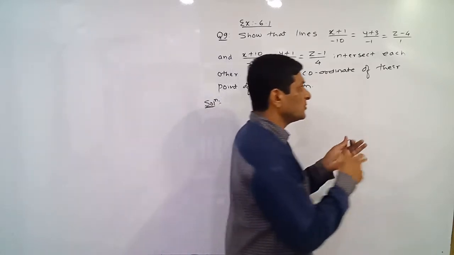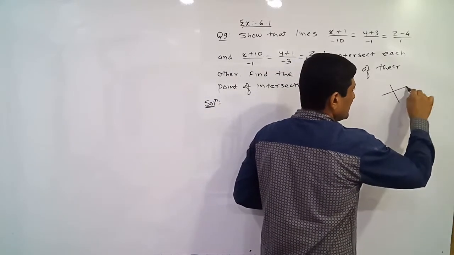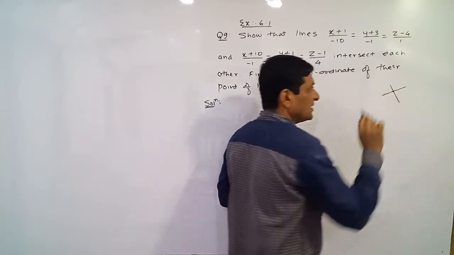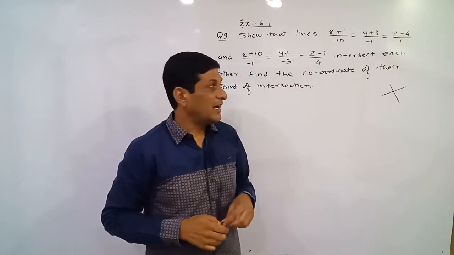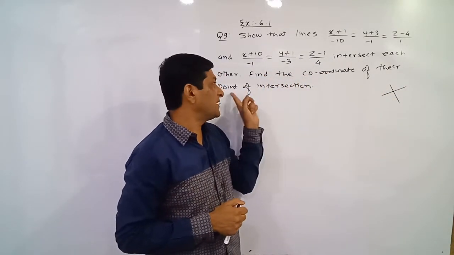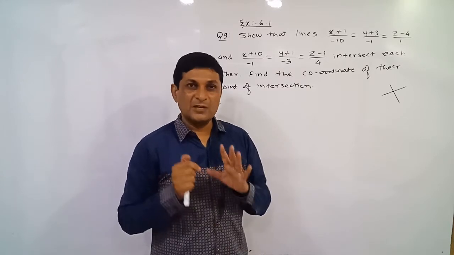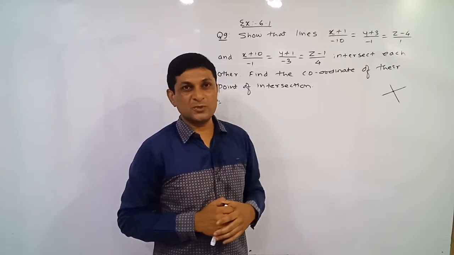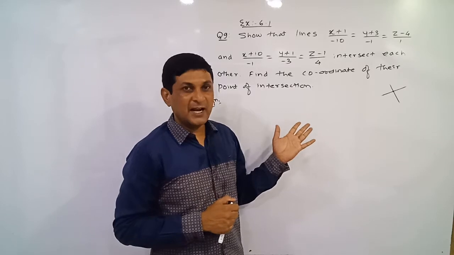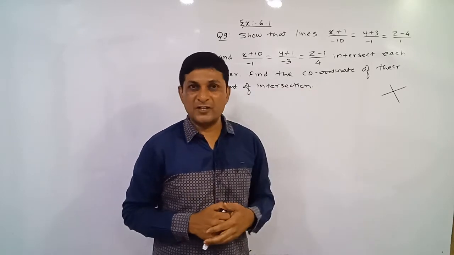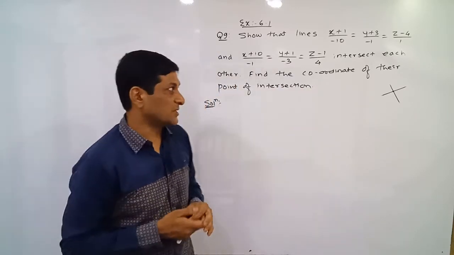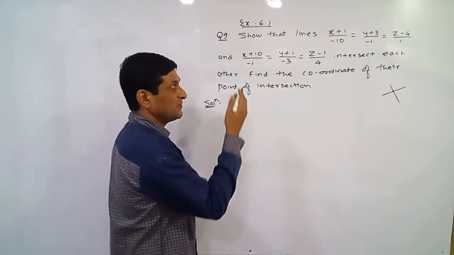We know that if two lines intersect each other, then how many points of intersection are there? Only one point of intersection is there, and the question is also to find the coordinates of the point of intersection. Means in the first part we will show that these two lines intersect each other, and in the second part we will find the coordinates of the point of intersection. So first consider the equation of the first line.